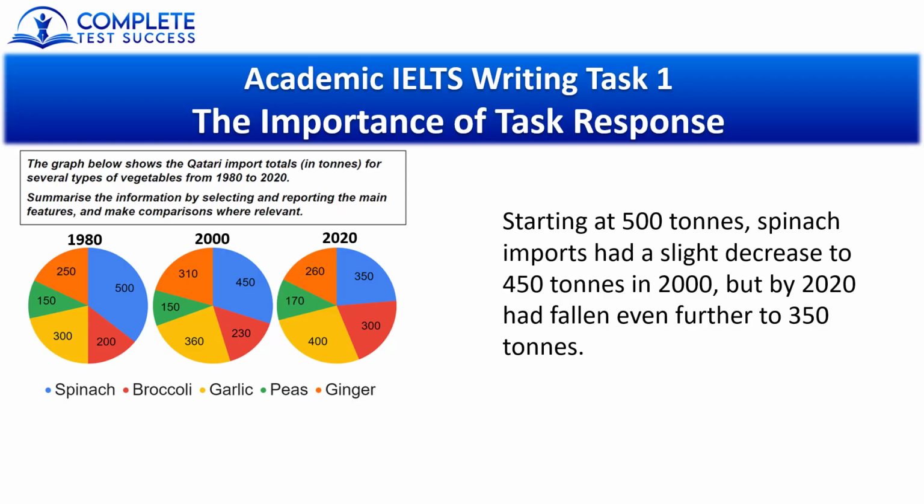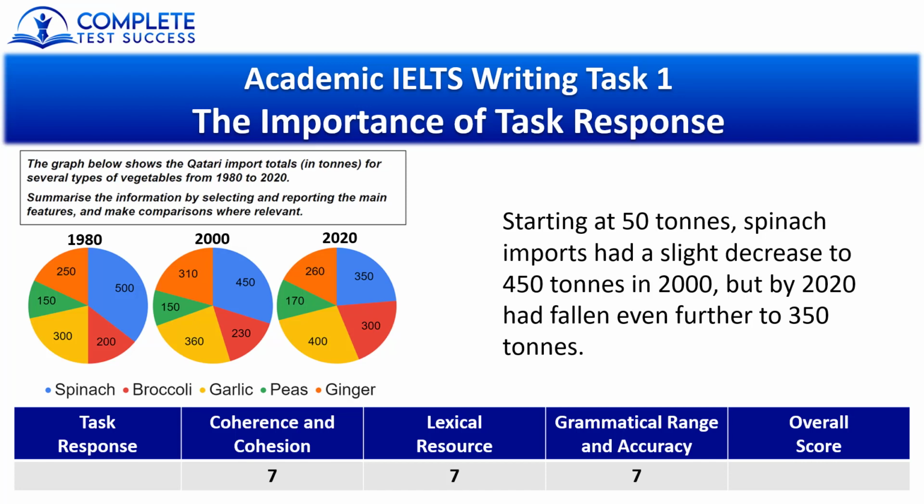So for spinach, I wrote this. Starting at 500 tonnes, spinach imports had a slight decrease to 450 tonnes in 2000, but by 2020 had fallen even further to 350 tonnes. So that description is completely fine, it has all the information we need, and all the grammar and vocab is acceptable. So with that, we would be able to get a band 7 for task achievement, presuming that we haven't made any mistakes in other parts of our answer.